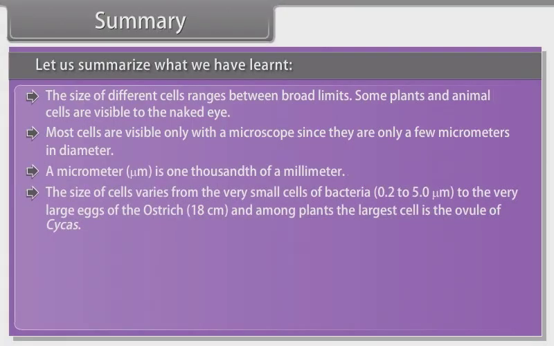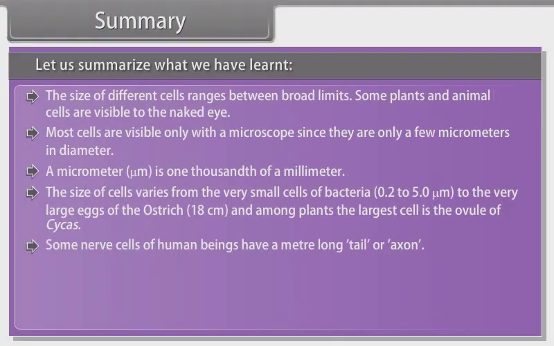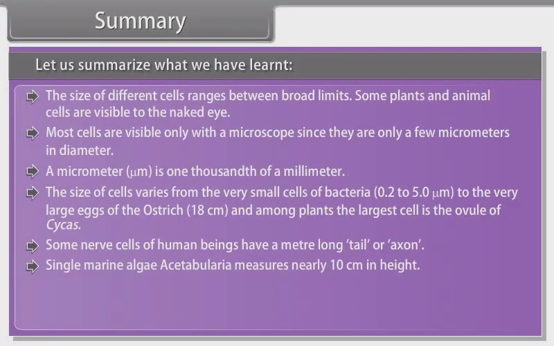The size of cells varies from the very small cells of bacteria, 0.2 to 5 micrometer, to the very large eggs of the ostrich, 18 centimeter. And among plants, the largest cell is the ovule of cycas. Some nerve cells of human beings have a meter-long tail or axon. Single marine algae, Acetabularia, measures nearly 10 centimeter in height.